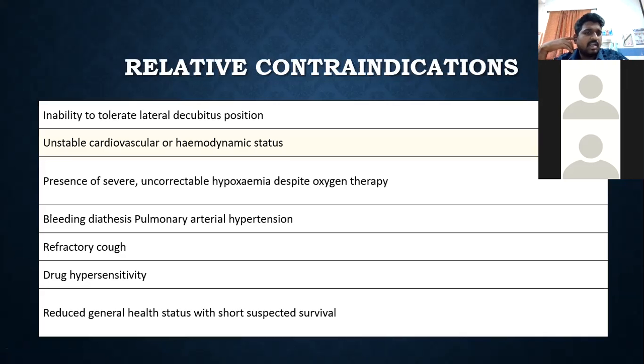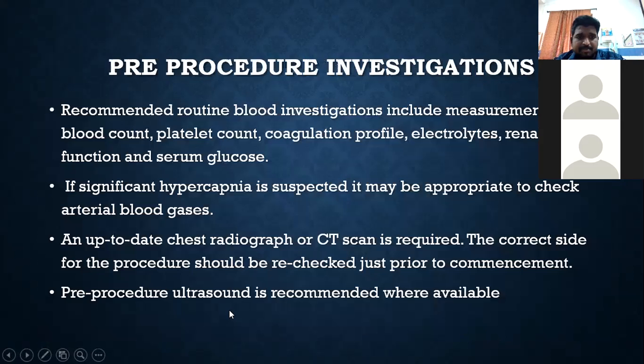So what are the relative contraindications? Patients who are unable to tolerate the lateral decubitus position, who could not lie down in that position, unstable cardiovascular hemodynamic status, and presence of uncorrectable hypoxemia despite oxygen therapy. This is actually not an absolute contraindication, it's a relative contraindication. We do it even for hypoxemia also. Bleeding diathesis, pulmonary arterial hypertension, refractory cough, drug hypersensitivity, and reduced health status of the patient.